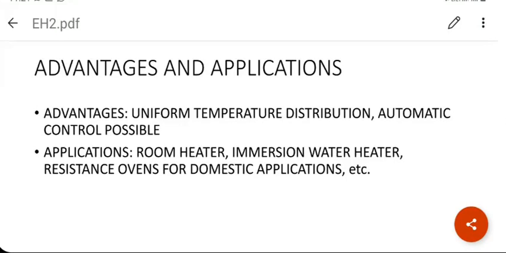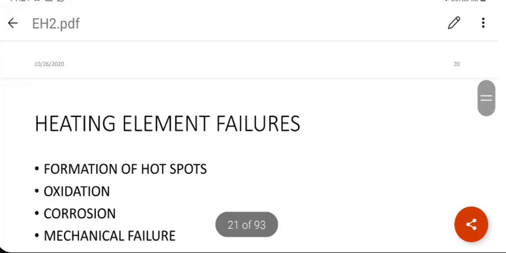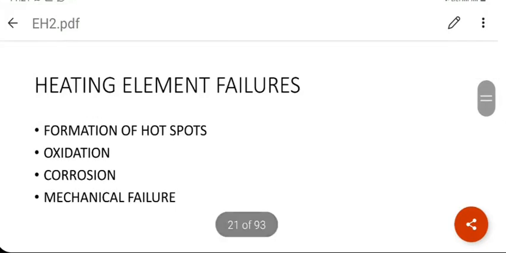Indirect heating has its own advantages, despite being less efficient. Heating element failure is when hotspots are formed, which make it less functional. Oxidation, corrosion happens, or it can be simply a breakdown, cracks, and it's no more capable of heating.